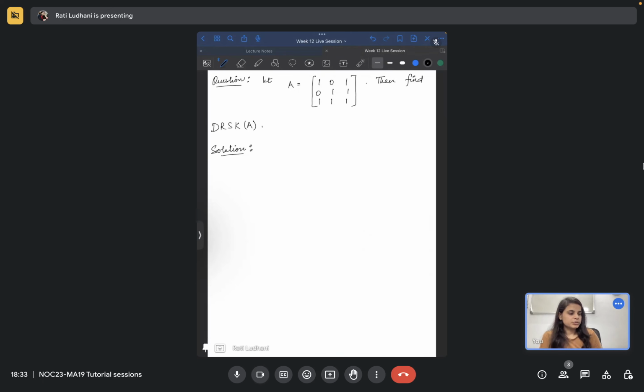Let A be this matrix, then find the dual of RSK of A. Last time we discussed how to get RSK of a matrix. RSK means first we find the bivector, and using this we find P, the insertion tableau, and Q, the recording tableau.